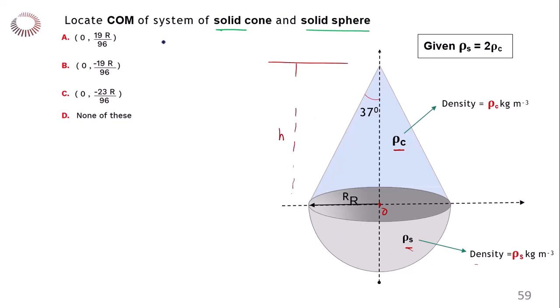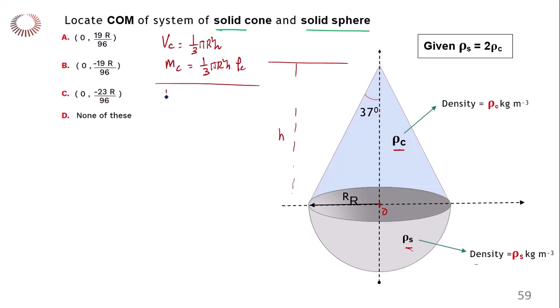So the volume of the cone is how much? 1 by 3 pi r square into h. That is the volume of the cone. So the mass of the cone is volume into density, 1 by 3 pi r square into h into rho c, which is given. So this is the mass of the cone.